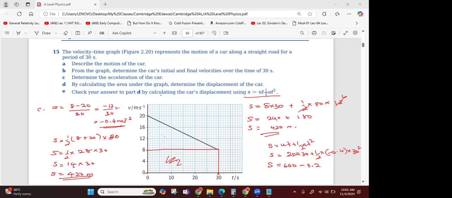And then 20 into 30 is 600. Half into minus 0.4 is minus 0.2, into 30 squared, which is 900. So it equals 600 minus 0.2 into 900, which is 180. Therefore it will be 420 meters. Okay, is that clear?